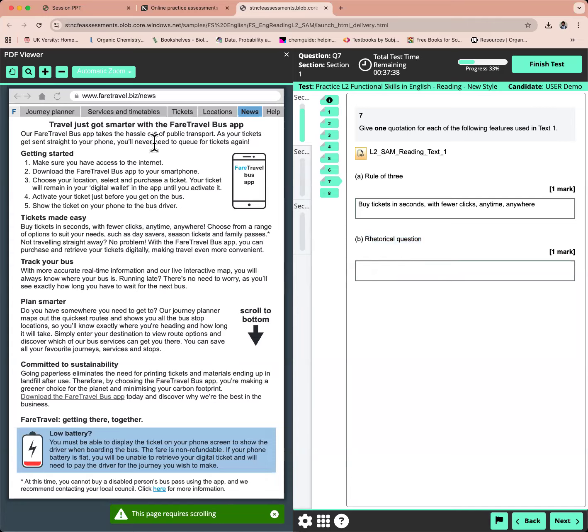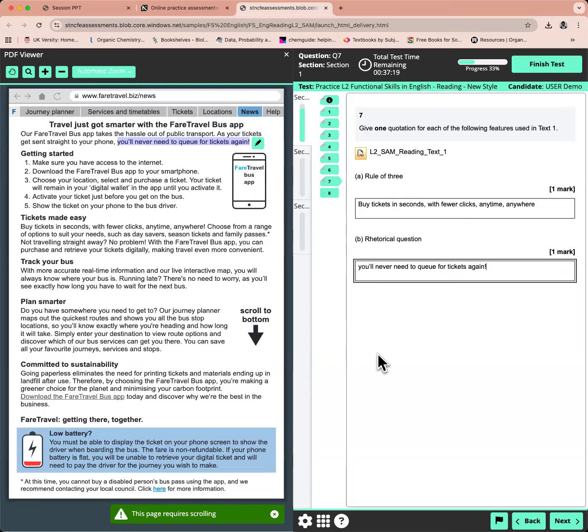So I would pick this up, and there could be multiple answers to this particular question. And similarly for rule of three, it doesn't mean that you have only one right answer, which signifies that there could be multiple ways. So I'll basically say you'll never need to queue again for tickets is a rhetorical question.